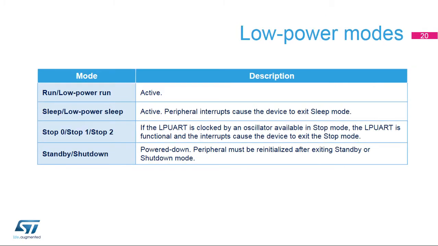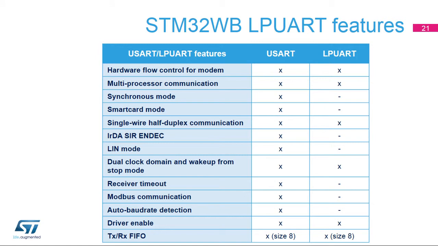The LPUART peripheral is active in run mode. The LPUART interrupts cause the device to exit sleep mode. The LPUART is able to wake up the MCU from stop mode when the LPUART clock source is the HSI or LSE clock. In standby mode, the peripheral is in power down, and it must be reinitialized after exiting standby or shutdown mode. The STM32H7 devices embed a single LPUART instance.